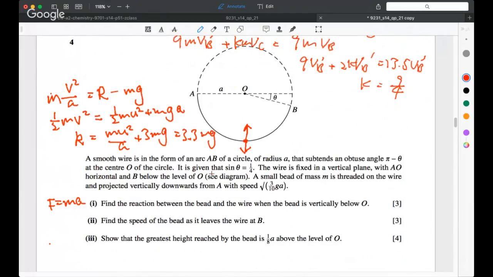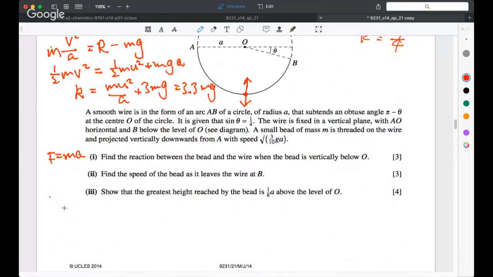Question part 2. Find the speed of the bead as it leaves the wire at B. Now, we use conservation of energy again to find Vb. So a half mVb squared is equal to a half mu squared plus mGA sine theta, which is the amount of gravitational potential energy lost compared to when the bead was at point O.